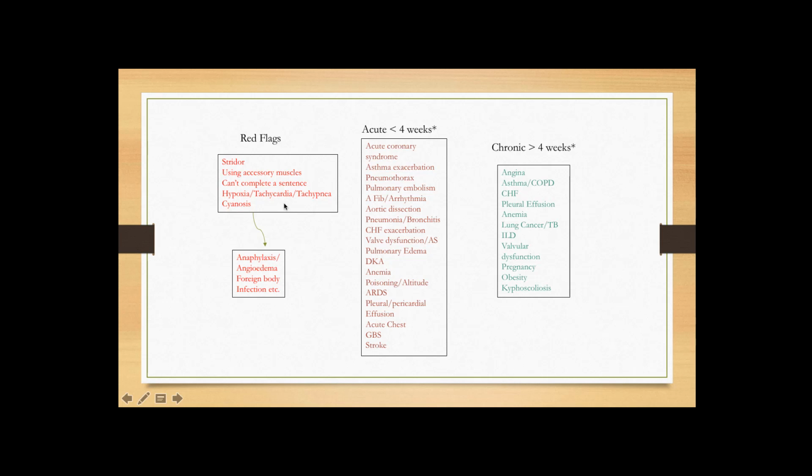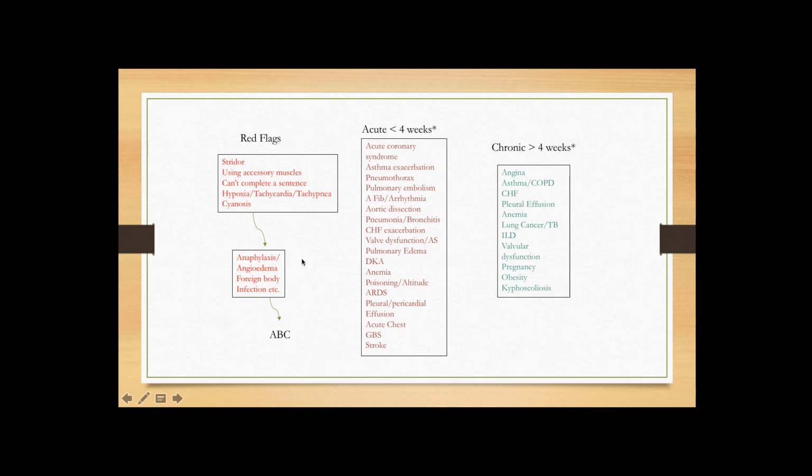So whenever these red flags are present, the correlated or corresponding diseases or pathologies, usually in the upper airway, especially when stridor is present, would be either an anaphylaxis reaction causing angioedema, or there may be a foreign body, or there may be a severe infection in the upper airway, for example retropharyngeal infections, and you all know about those. And whenever you see it, we must ABC this patient, and you all know what ABC is.